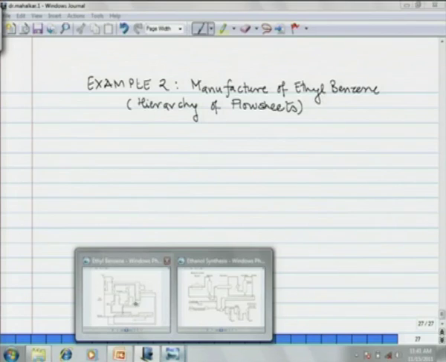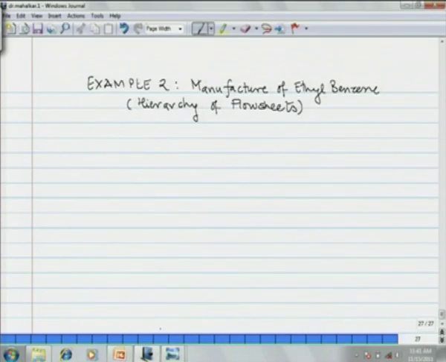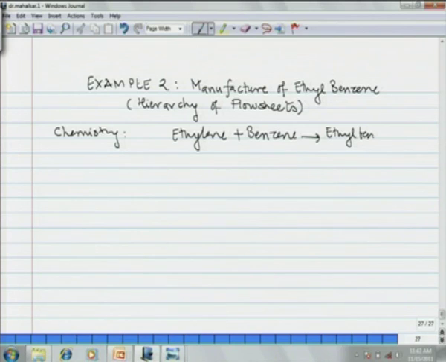Now, what you see on the screen is a complete heat integrated process for manufacture of ethyl benzene using ethylene and benzene as raw materials. Okay. But let us first see what is the chemistry of the process. The main reaction is ethylene reacting with benzene to yield ethyl benzene as the main product. Now, we will use abbreviations as EB.